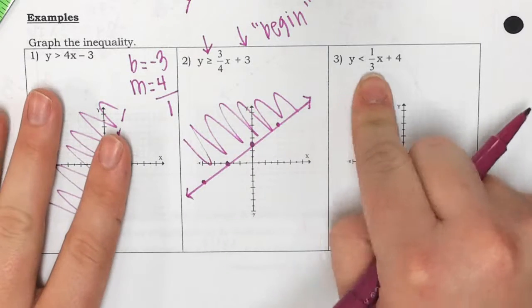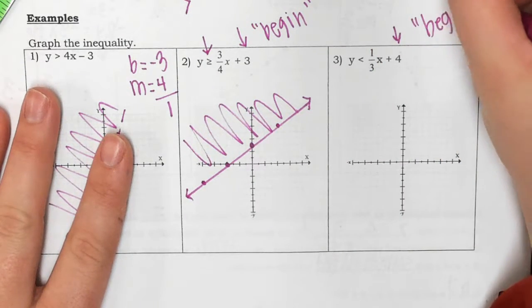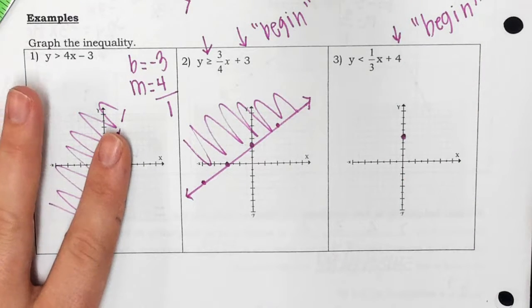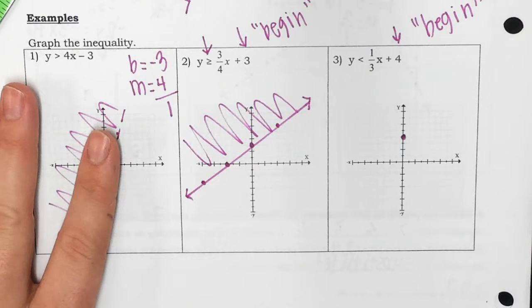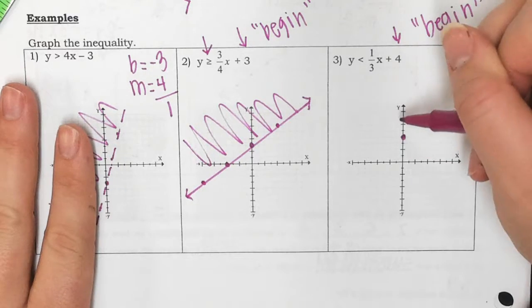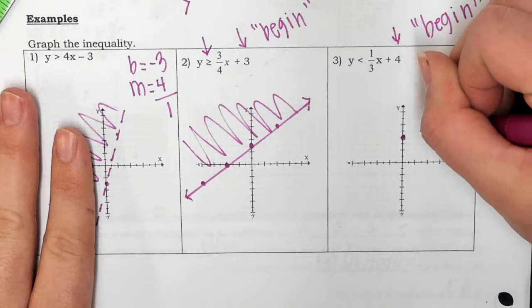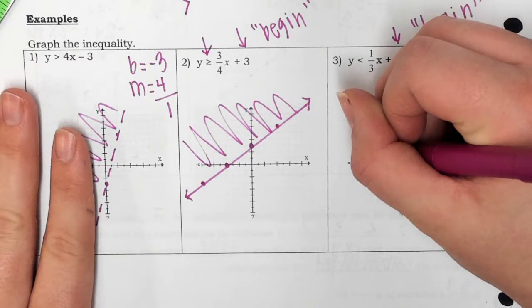Now let's do a less than. So we're going to begin at 4. I still have a positive slope, but that doesn't determine where I shade my line. The slope determines where I put the points. So I'm going to go up 1 over 3, up 1 over 3, down 1 over 3, down 1 over 3.